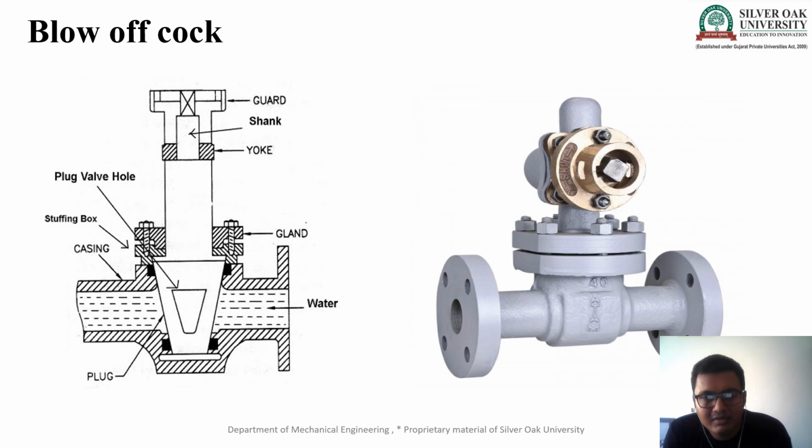It is connected with the outer boiler shell at the bottom place. Here you can see this is the guard which we rotate. This is the shank yoke. This is the plug. On this side it is hollow, on this side it is solid. So what happens if we rotate with the help of the guard? Then the hollow portion comes to this side. Now it is the off position. If we rotate this hand wheel, then what happens?